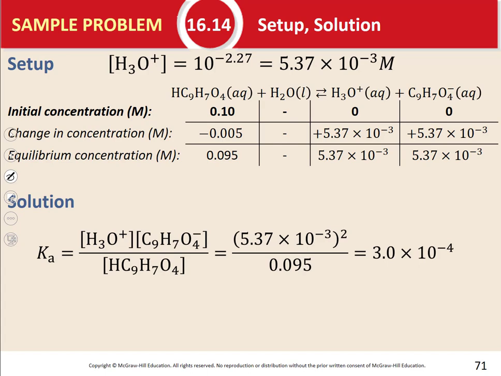Plug in the initial concentration minus that X will give us the equilibrium concentration of our original acid. And then our hydronium and the conjugate base are going to be the same because they're both X. Plug that into our equilibrium expression, concentration of products over concentration of reactants, and you get 3.0 times 10 to the negative fourth for your equilibrium constant. Any questions?